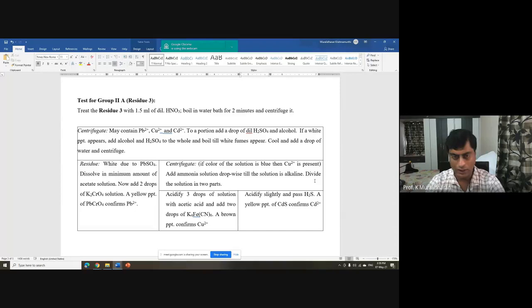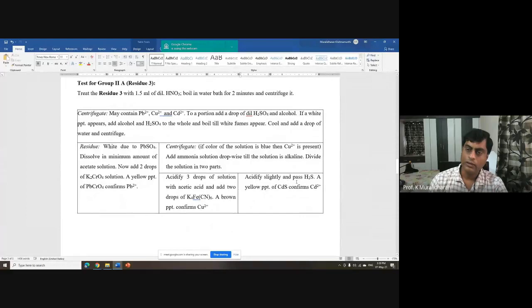To one solution you add three drops of acetic acid and two drops of potassium ferrocyanide, and you will see a brown precipitate formation. In the other, you pass H2S and form a golden yellow precipitate normally, which is the cadmium sulfide formation, confirming cadmium. So basically you are separating two. This residue 3 you are dissolving in sulfuric acid and alcohol, right? If the solution is blue, that indicates copper, but to confirm, you separate it into two portions: one for the copper test, another for the cadmium test.